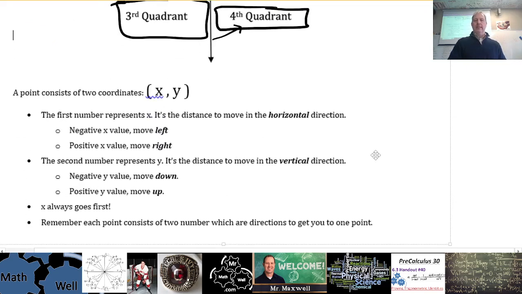A point consists of 2 coordinates. Okay, now there's going to have to be some adjustment on your notes. There were some typos here, so you'll have to look carefully and change some words when we get through here. I will highlight that as we go.